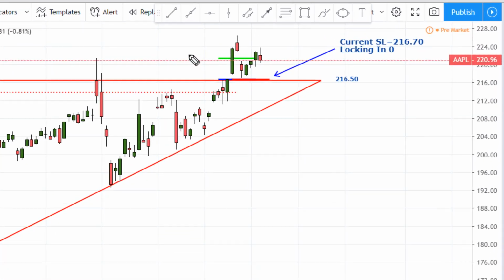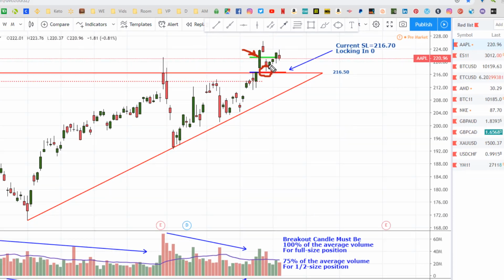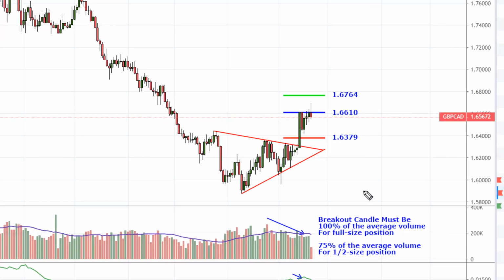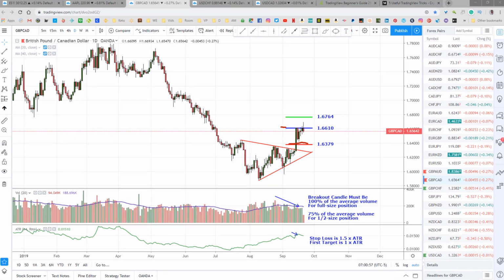Well, Apple zoomed right up and hit our target on the very next day after our entry. Then it popped up and pulled back and did not hit our stop down here, and now we're just hanging out waiting for it. Well, the pound CAD just pulled back right after our entry right here at 166.10. Did not hit our stop. It's pushing back up again. We'll see what it does. Waiting for it to hit that first target.